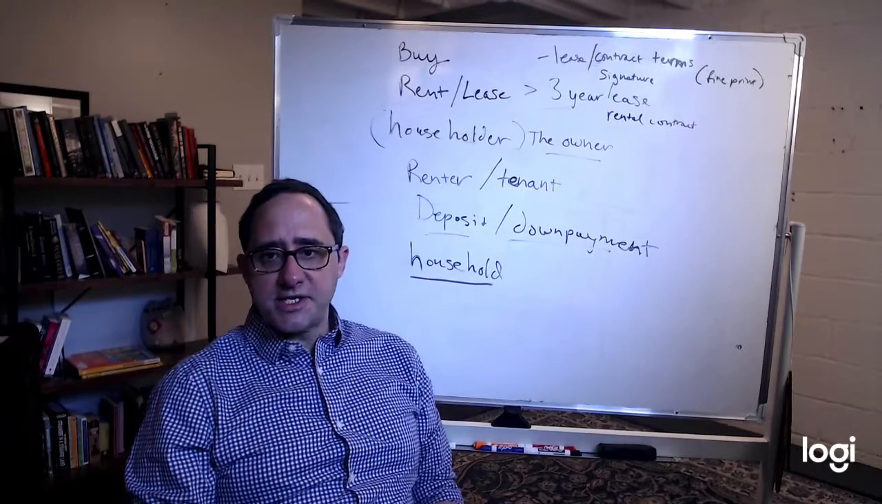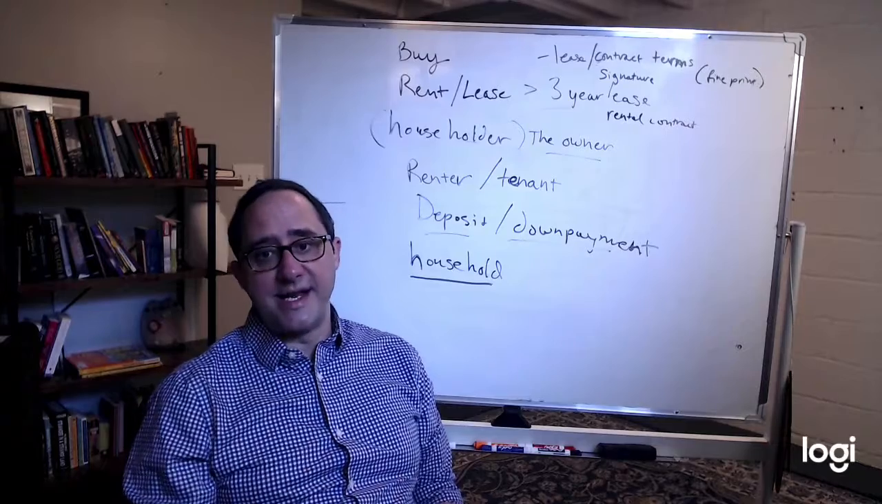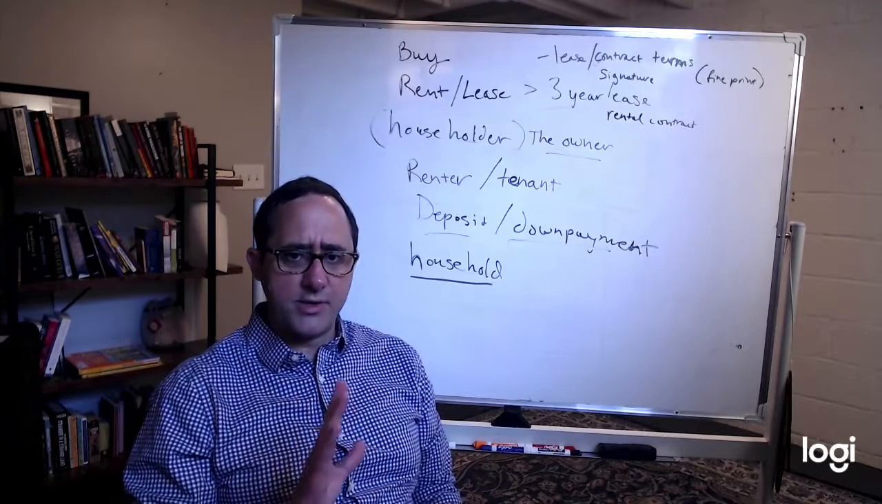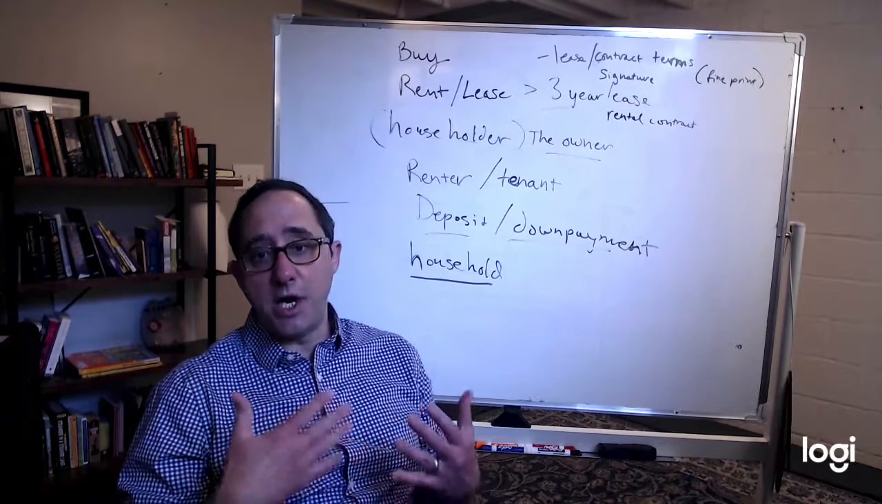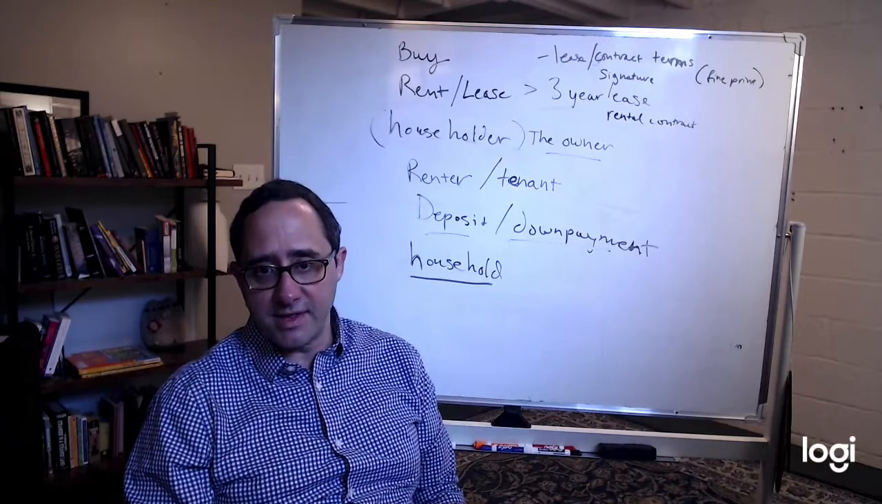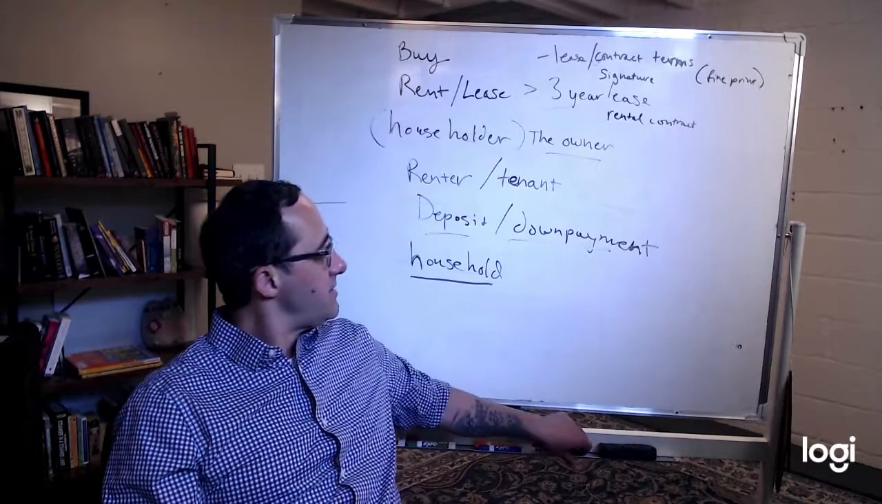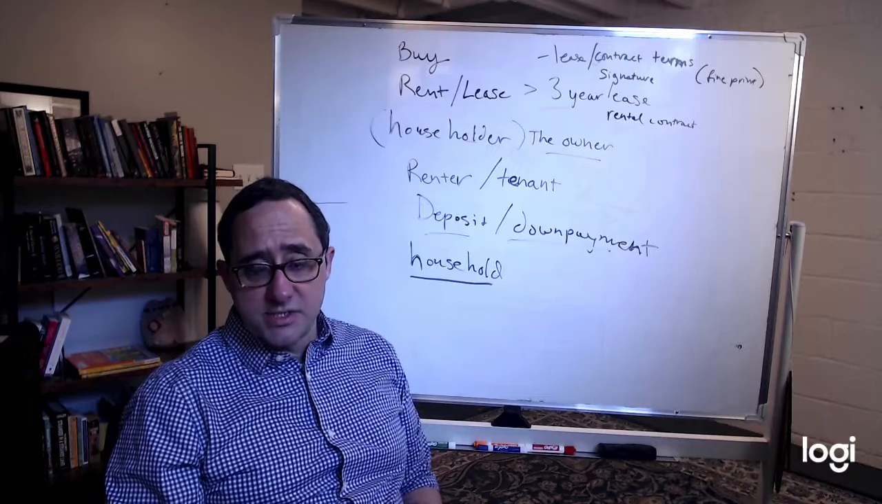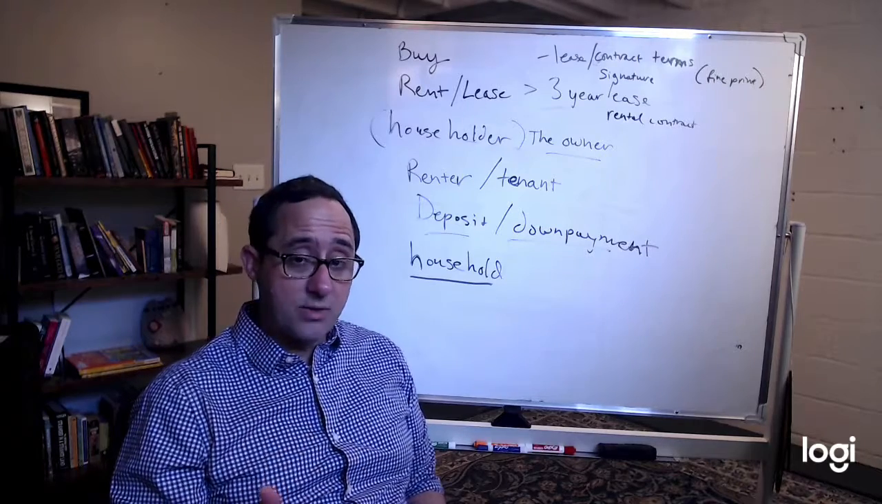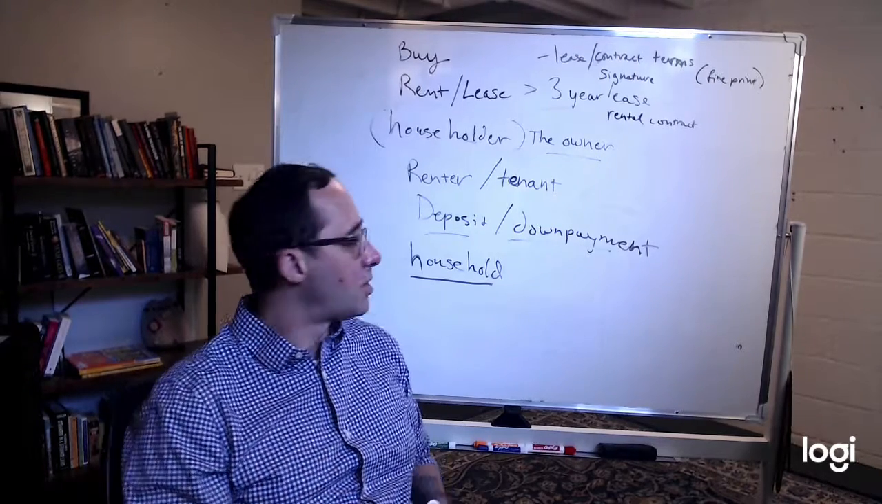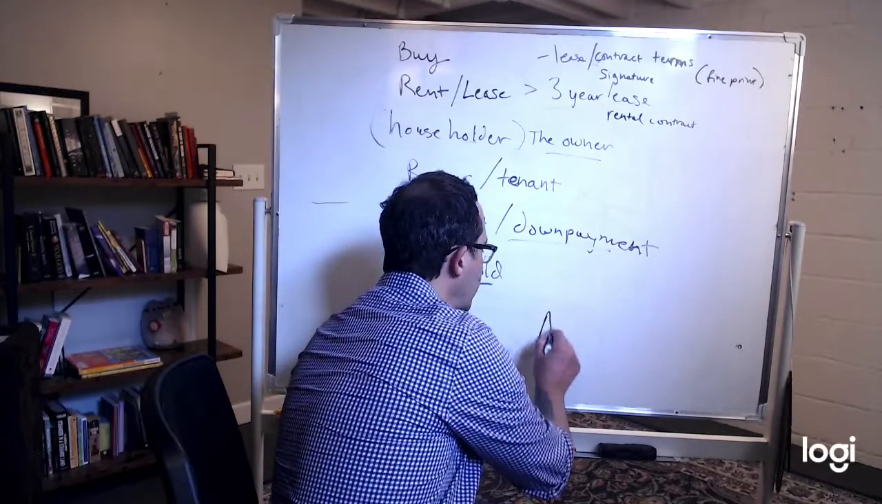So let's talk today about renting a house, and we'll talk a little bit about owning as well. How do we talk about this? What vocabulary do we use? First, if you own a house, you either buy it with cash and you own it, or you get a mortgage.